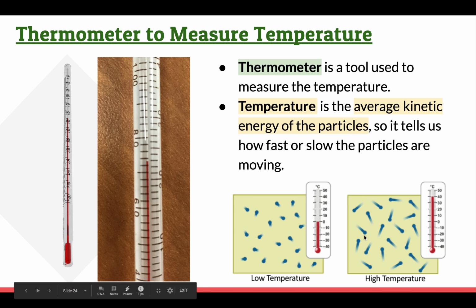However, if the particles are moving very fast, then remember, temperature measures the kinetic energy, how fast they're moving. So if they're moving fast, then the temperature will be very high. Just like if you go very fast in your car, the speed is going to shoot up to maybe 60, 70 miles per hour. So kinetic energy is measured by a thermometer. Thermometer is what is used to measure the temperature.